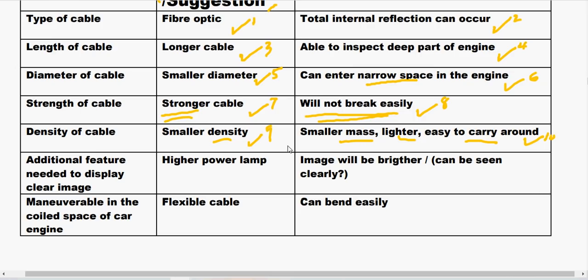And then for the additional feature: higher power lamp. Tick number 11. So it should give a brighter image. Tick number 12. And then to maneuver in the coil space of the car, use a flexible cable. Tick number 13. It can bend easily, tick number 14. Of course the maximum mark you can get will be only 10, 10 maximum marks.